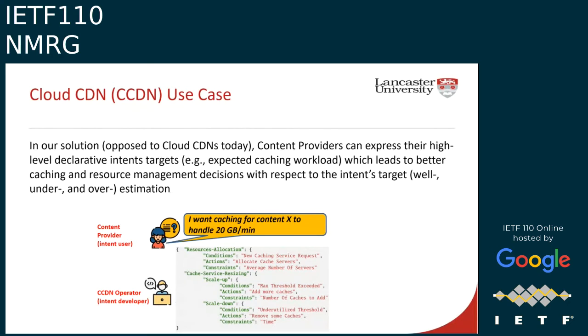So they can say something like, hey, I want caching for content X to handle 20 gigabytes per minute. So in this case, the target in this intent is to hit this specific workload. This has to be decomposed by the CDN operator into a set of prescriptive policies. However, we also need to keep in mind that these intent targets could be underestimated, overestimated, or well estimated, and take the corresponding actions.